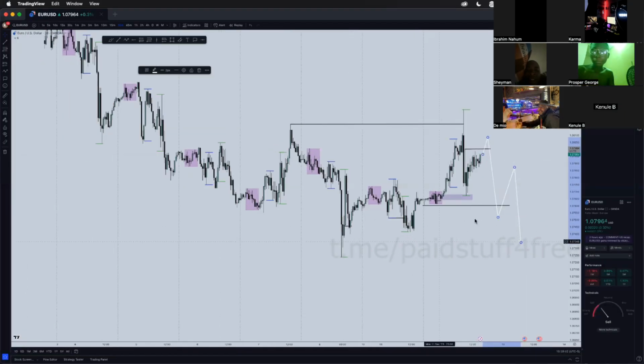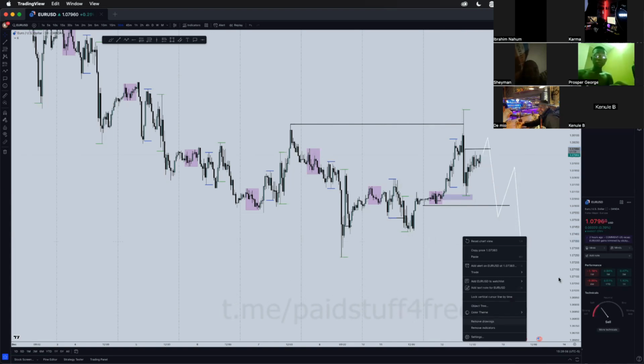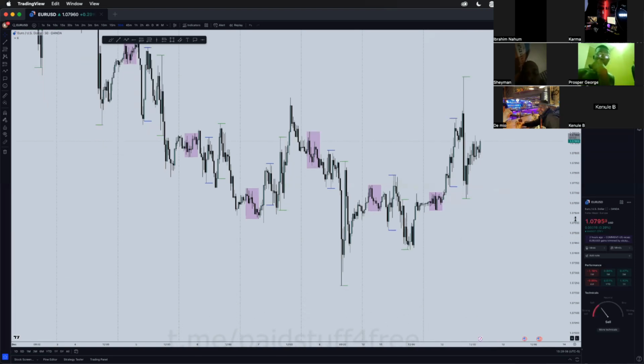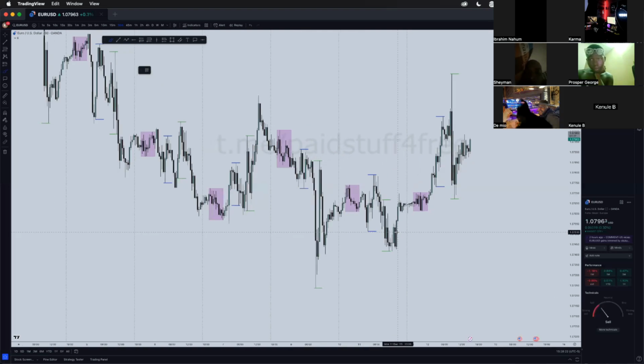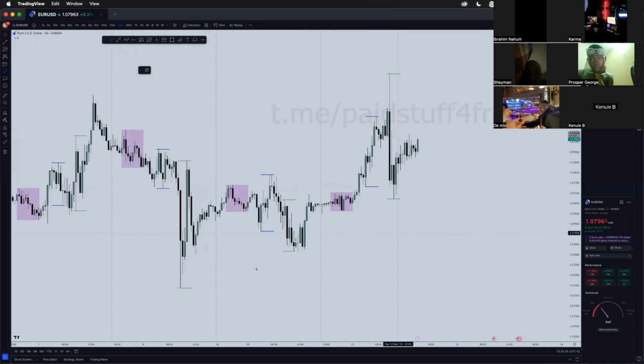So now, look at this. I want to show you something, an example of a valid base. We have this guy. We have a low. This guy broke structure right here. Let me make it bold. So you guys should pay attention. This guy broke structure to the upside, then broke structure to the downside.